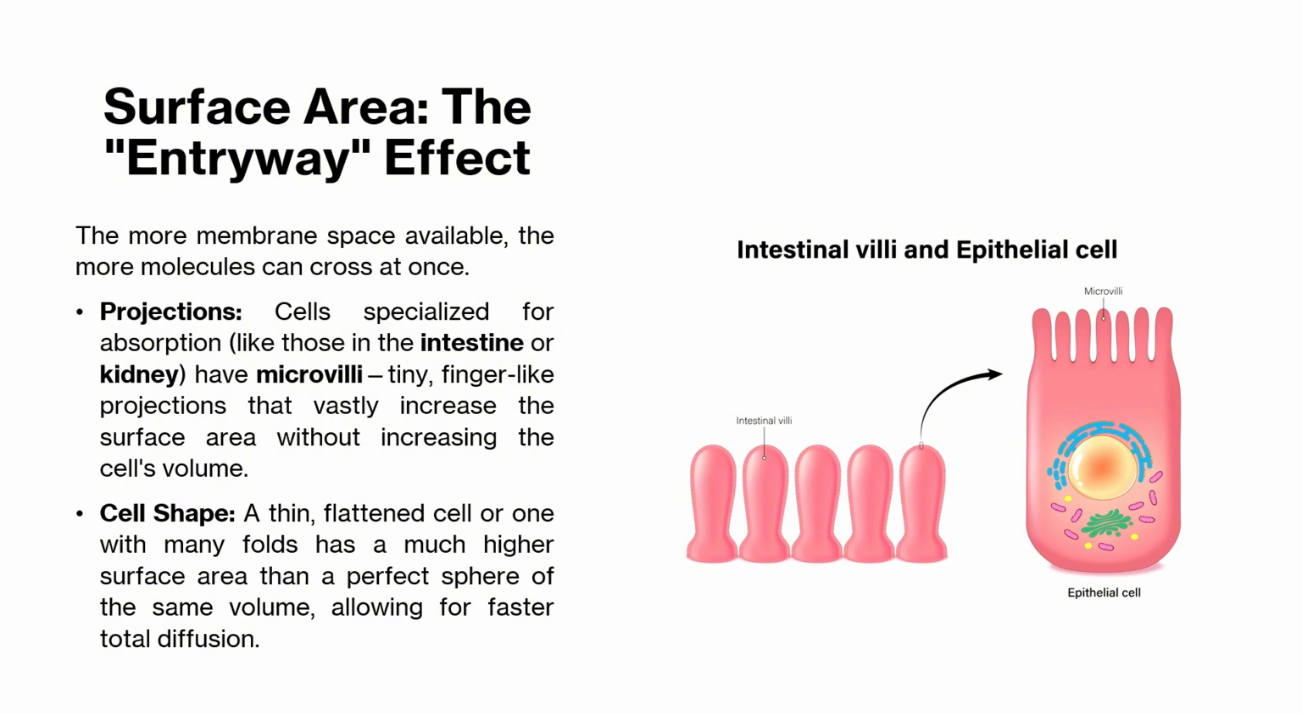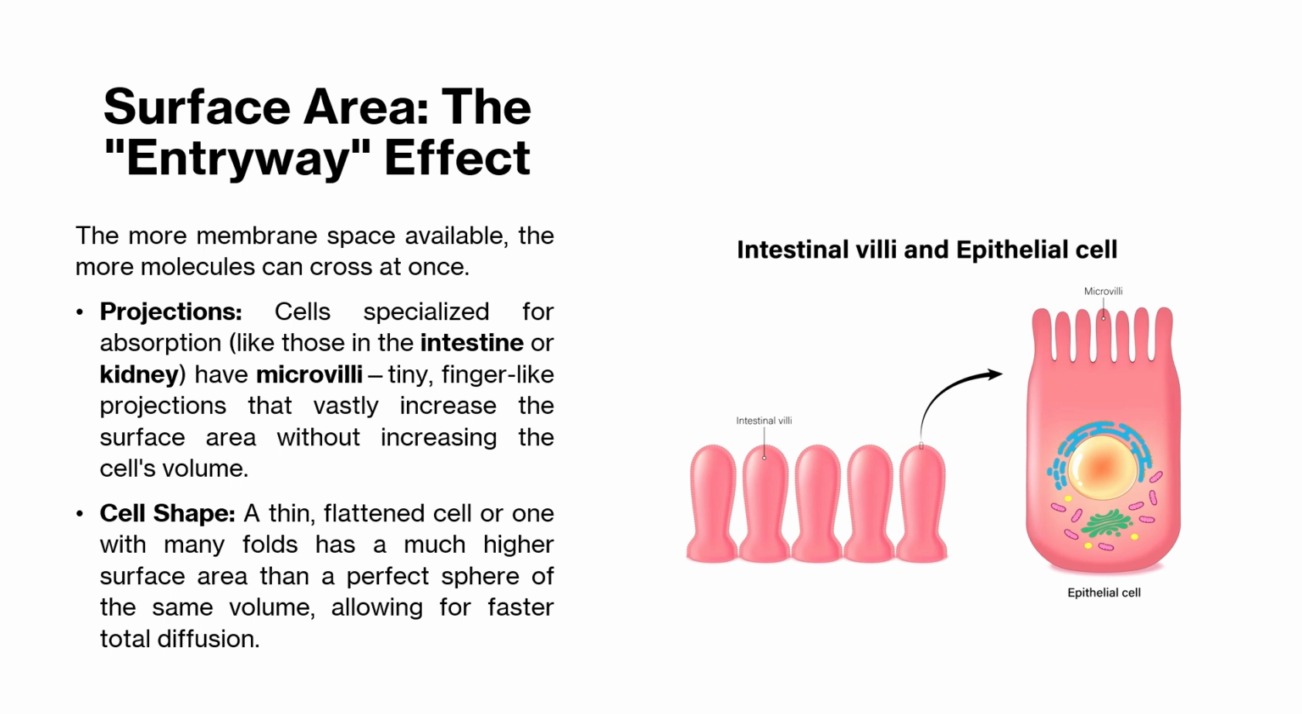They use projections. For example, look at the cells in your intestine or in your kidney. They are specialized for absorption. Instead of being smooth, they have microvilli. These are tiny finger-like folds that stick out. It is like ruffling a piece of cloth. You have much more material in the same amount of space.